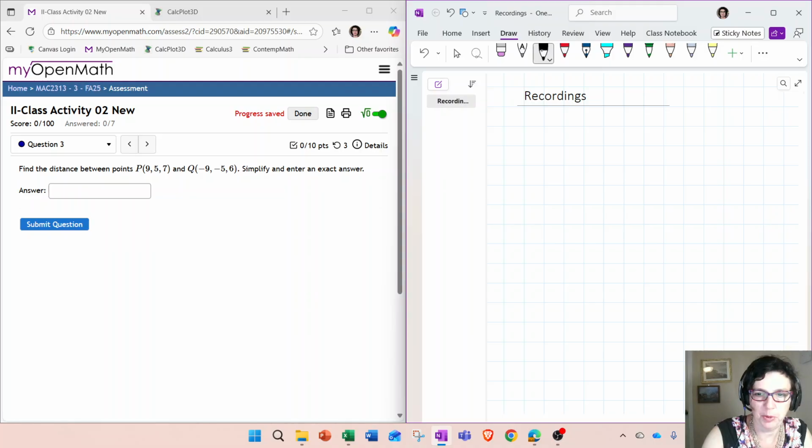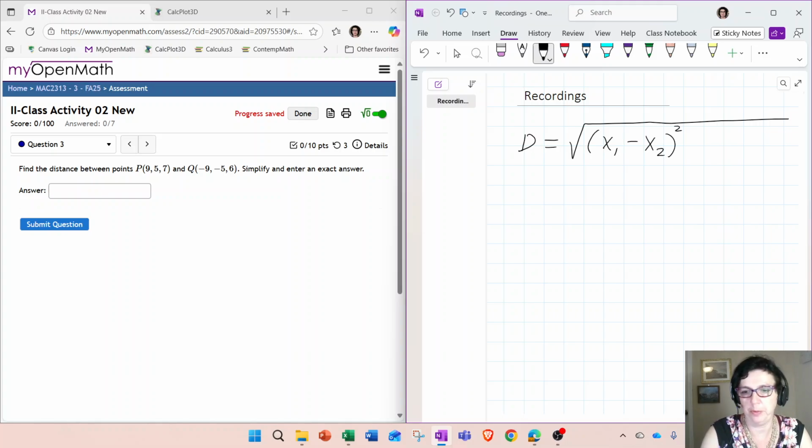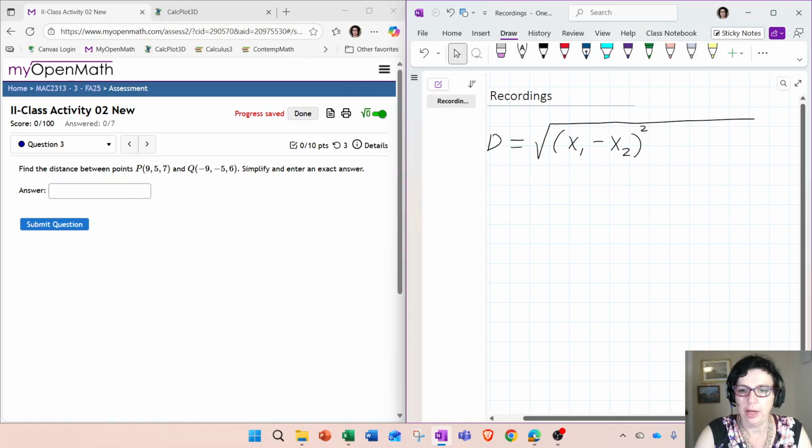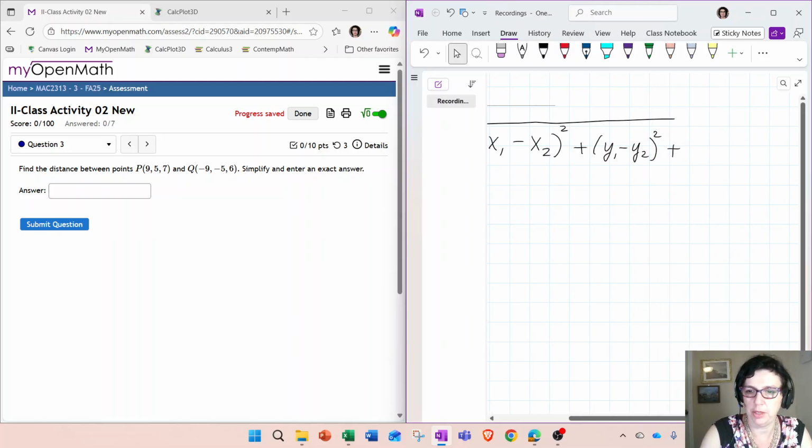So the distance between 2 points, let's just call it D, is going to be the square root, and then we are going to subtract the x coordinate of one point minus the other one. It really doesn't matter what order because we're going to be squaring it anyway. And then we're going to do the exact same thing with the y coordinates. So subtract those, square that, and then do the same thing with the z coordinates. And there is our distance formula.